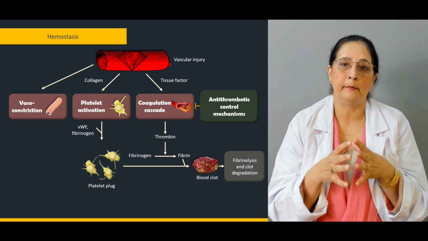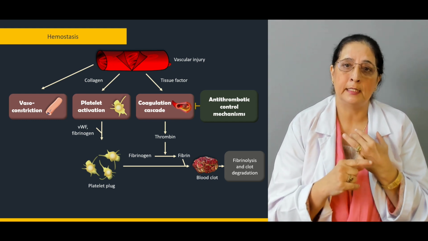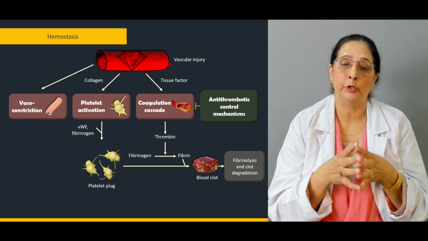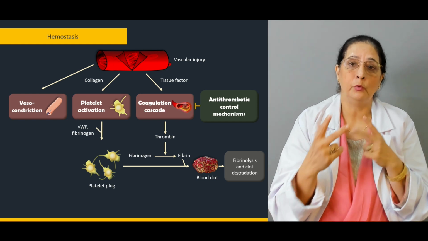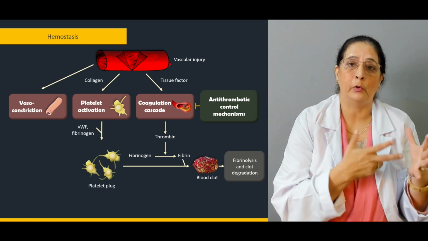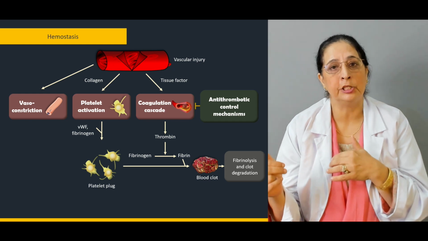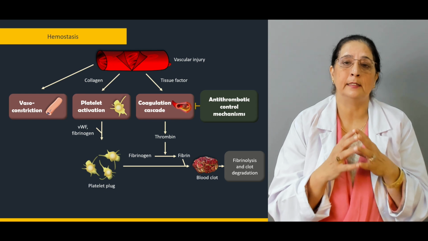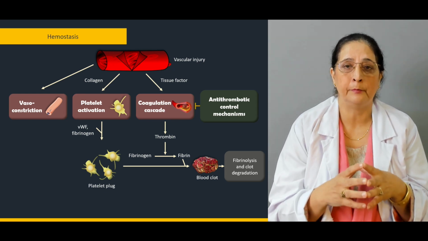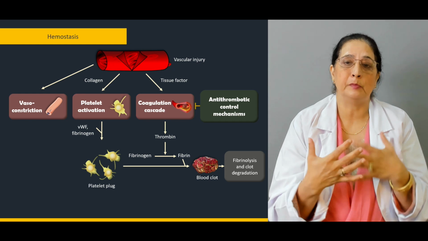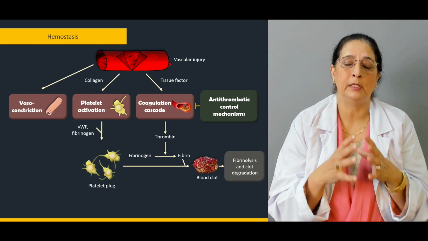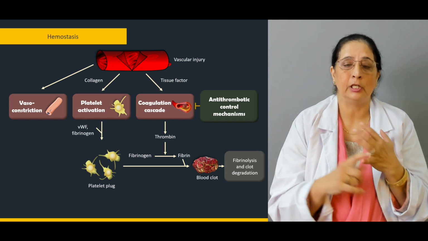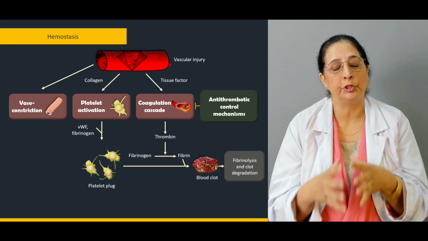If I summarize it, first there is injury to the blood vessel, so damage to the vascular endothelium. What happens? Two important factors: we have the collagen factor, then we have the tissue factor. With the collagen factor, the first thing that occurs is the constriction of the blood vessel. That's the immediate response of the blood vessel, so the blood loss can be controlled. So vasoconstriction, then the platelet cell activation.